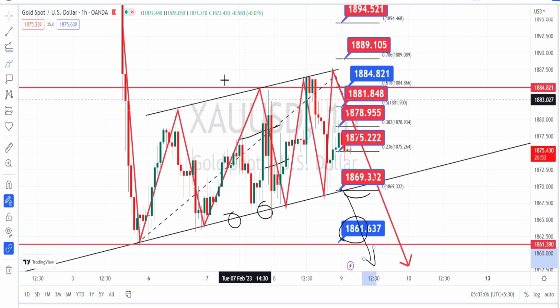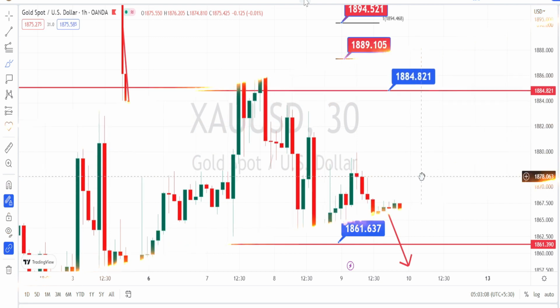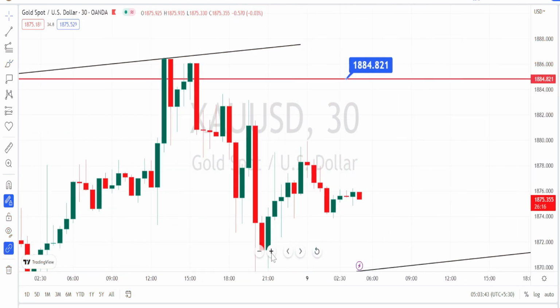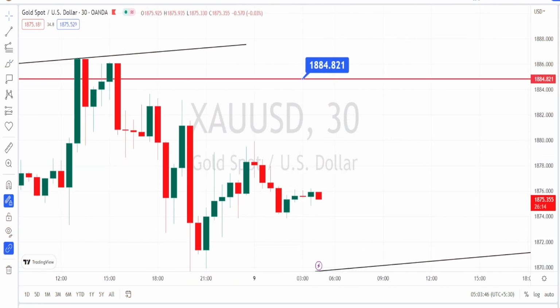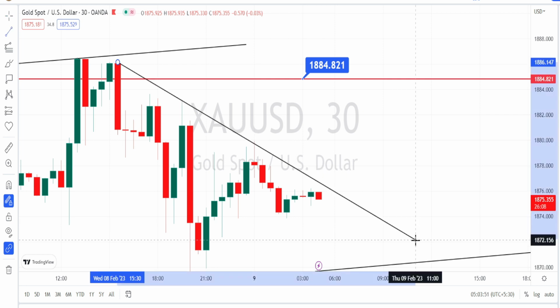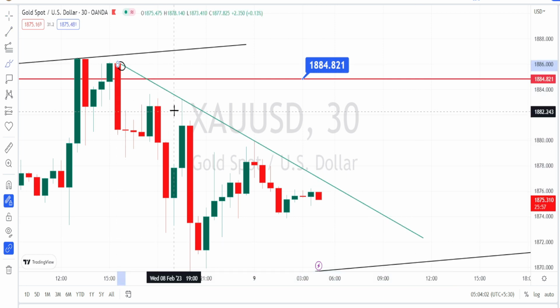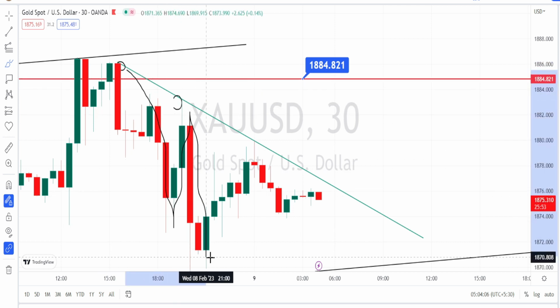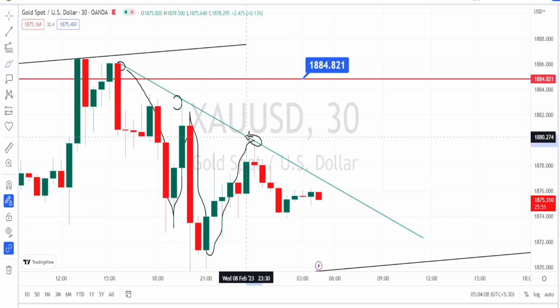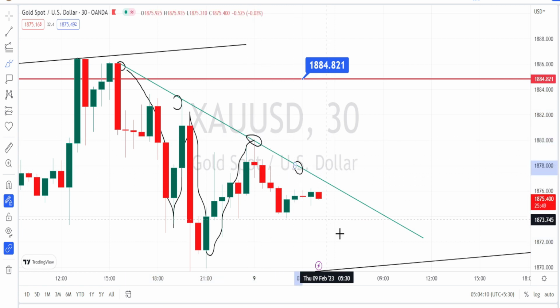Let us look at the price action in 30 minutes time frame. I am in 30 minutes time frame. When we look at the price action in 30 minutes time frame, I have drawn a resistance line or a trend line, and based on this resistance line, the current trend of the price action is still in a bearish trend, respecting this resistance line from the 30 minutes time frame.